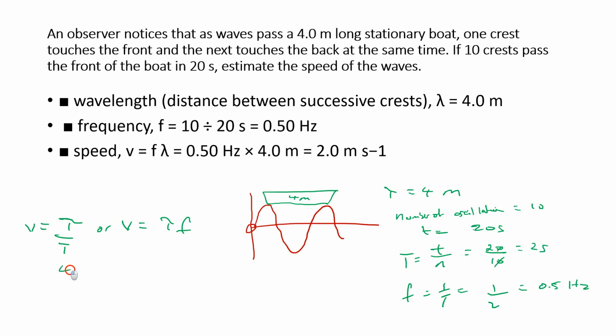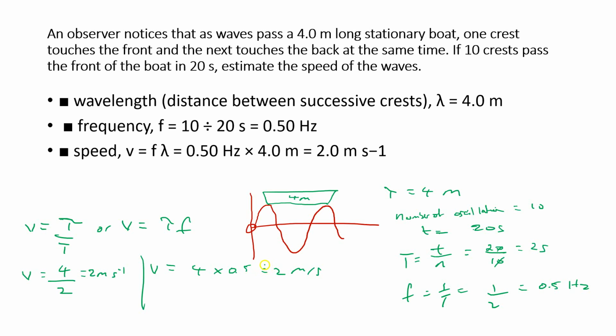So if I say 4 divided by 2, it is going to equal 2 meters per second. And if I go ahead and say v is equal to 4 times 0.5, I'll still get the same 2 meters per second. And mind you, when we're talking about speed, it's the same thing to say meters per second. All right.